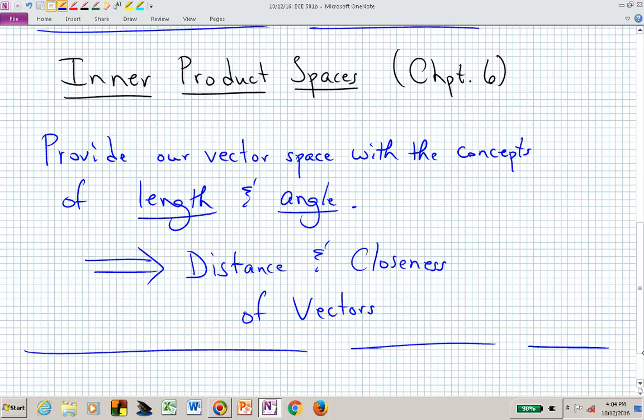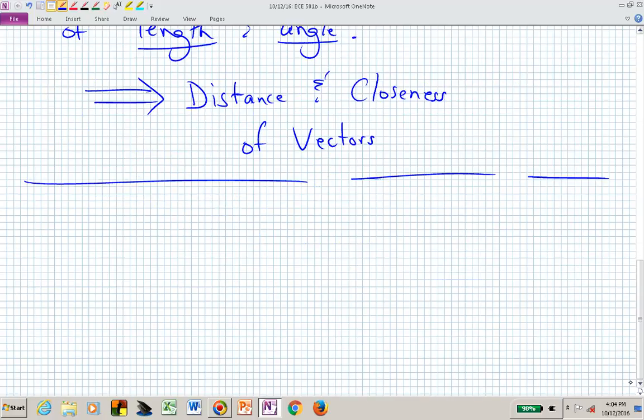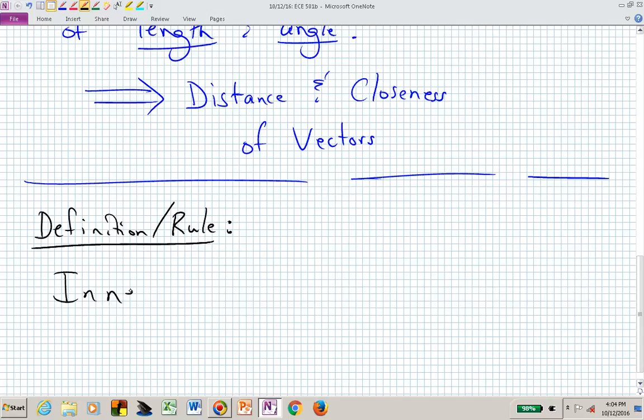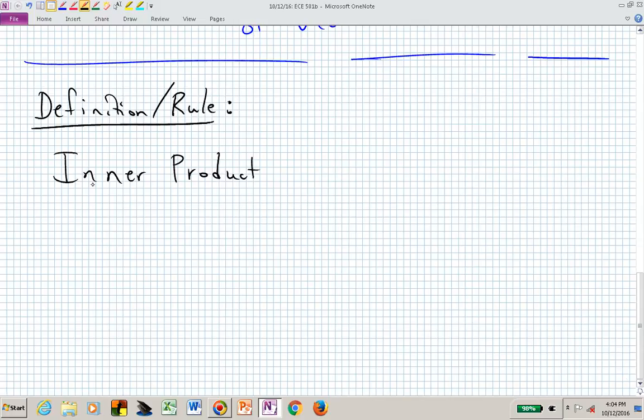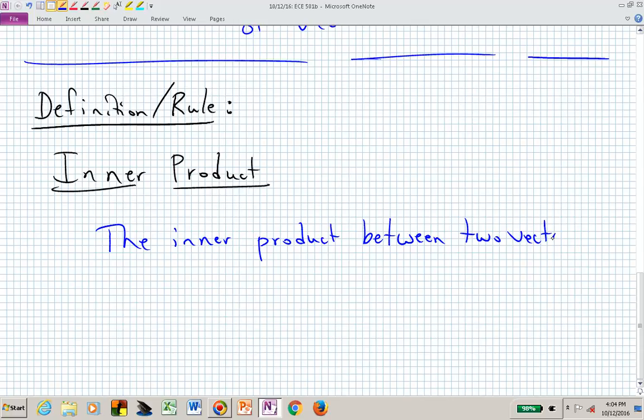And in order to do that, we need this concept called an inner product, and let's now provide the definition, or what you could think of as the rule that is creating this new structure on top of our vector space. And that new structure is this inner product. The inner product between two vectors, and let's just denote those as v and w. They both are in the vector space that we're living in, which is, let's say, capital V.